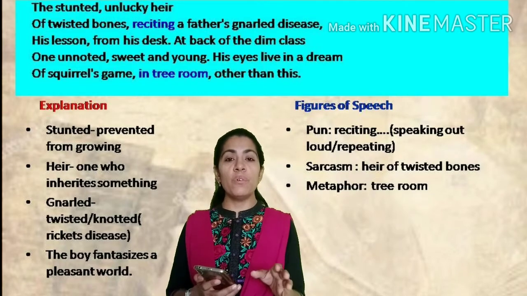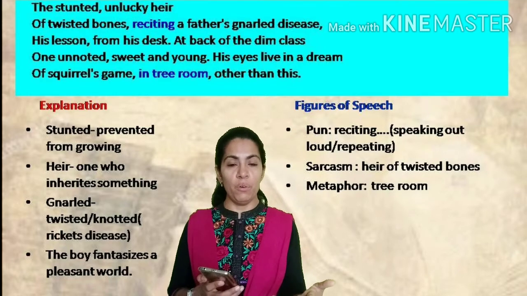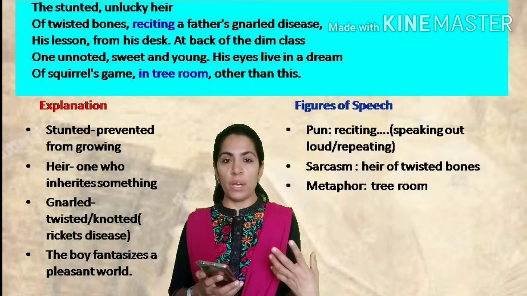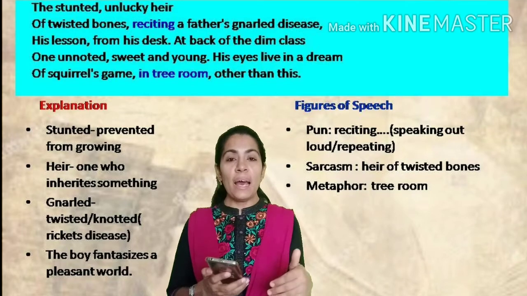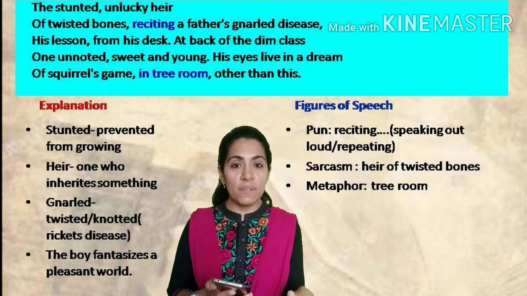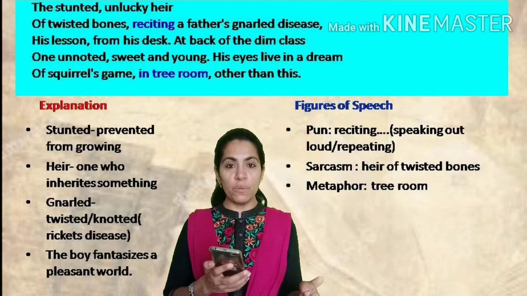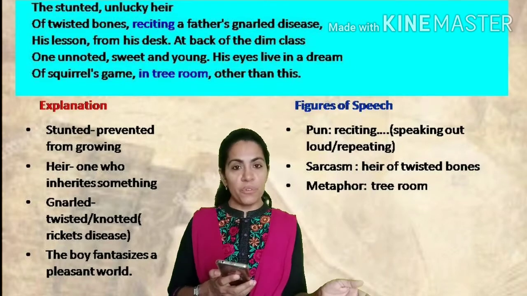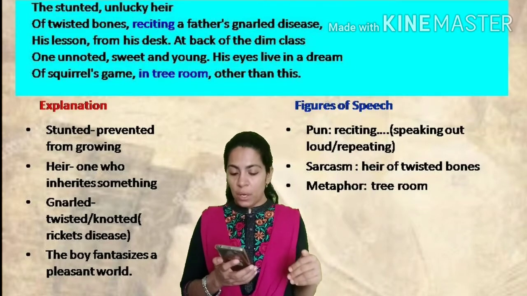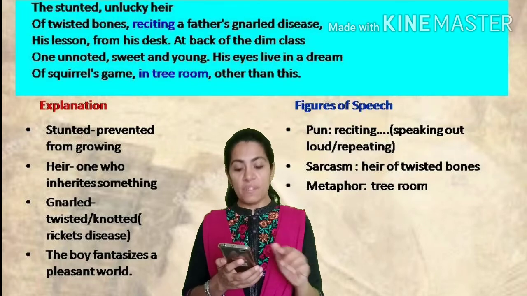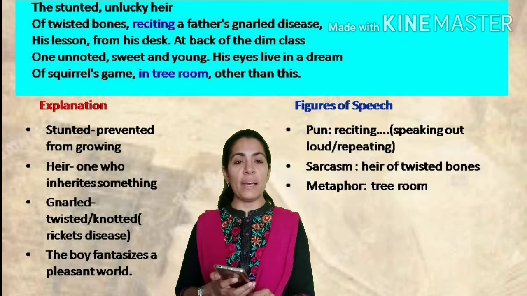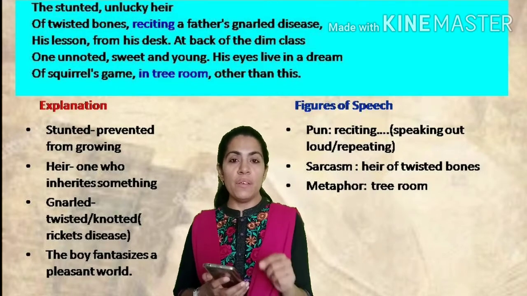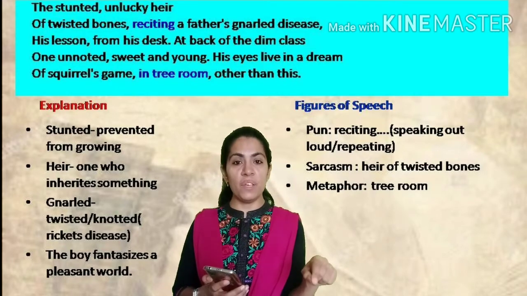An heir is a person who inherits something, a property or possession, or some kind of riches or opulence. But what has this boy inherited? He has inherited a disease, a disease of twisted bones. His father suffered from this disease, and now he also is suffering from the same, and he's reciting a father's gnarled disease's lesson. So there's a pun on the word reciting here. The boy is reciting his lesson from his desk.